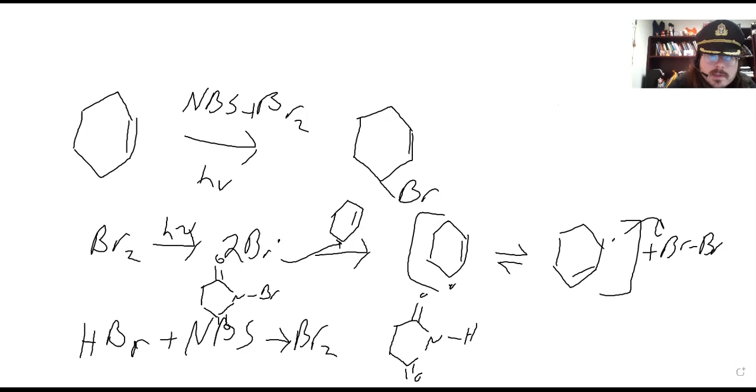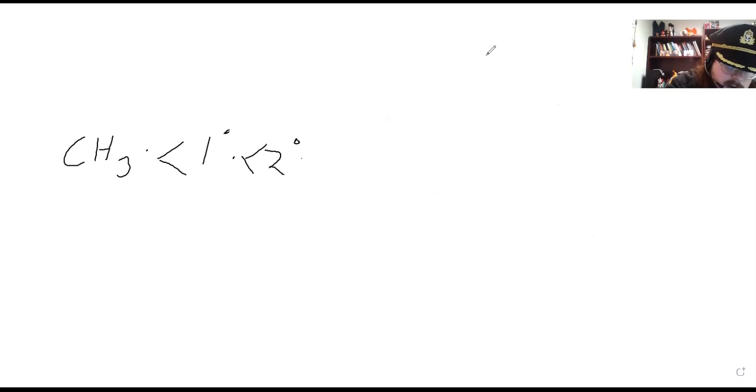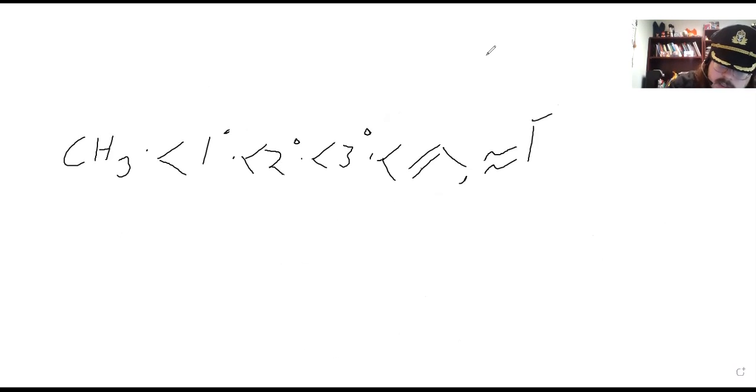Now, when it comes to allylic radicals, stability is very similar to allylic cations. We have the methyl radical, the primary radical. Well, it's a little different. The secondary radical, the tertiary radical, and then you have your allylic radical. And the allylic radical is approximately the same energy as a benzylic radical.